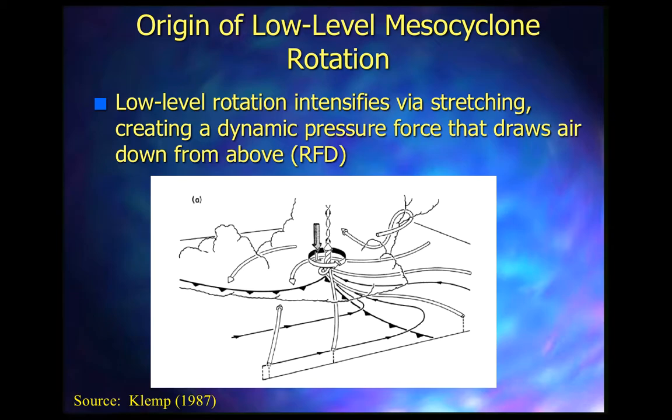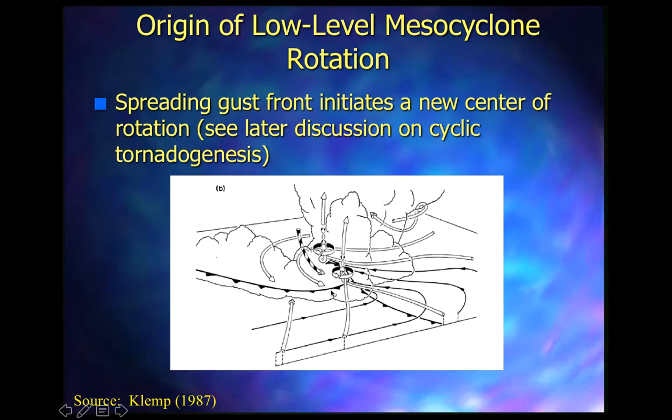There again is this schematic that shows, as we talked about before, the tilting at low levels. You saw this earlier. And of course, the vorticity as it spins up here creates a dynamic pressure force that draws air down from above. That's the rear flank downdraft. And then it also draws air from below into the mesocyclone, which stretches the vorticity from low levels. And then of course the spreading gust front, as we showed before, initiates a new center of rotation. We'll talk about cyclic storms in a minute.